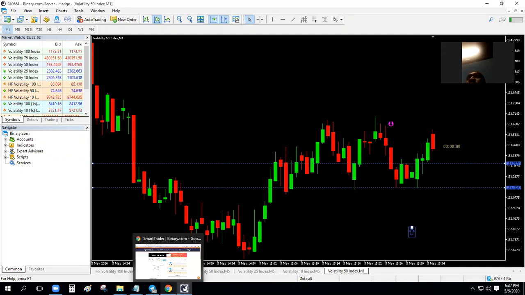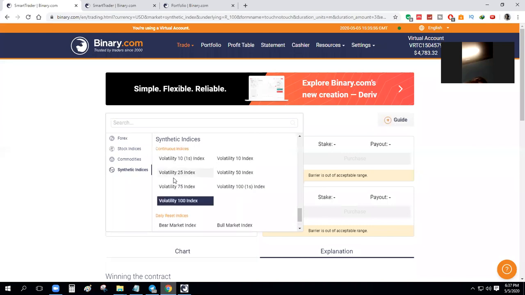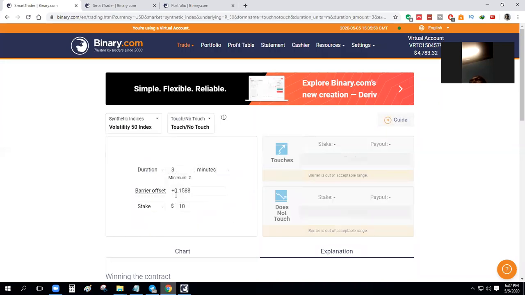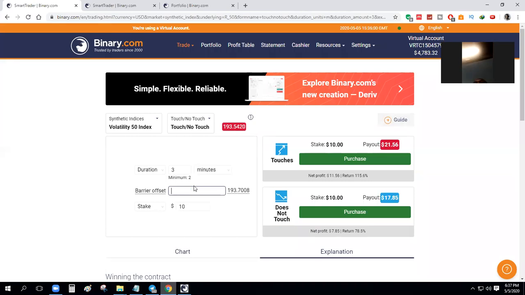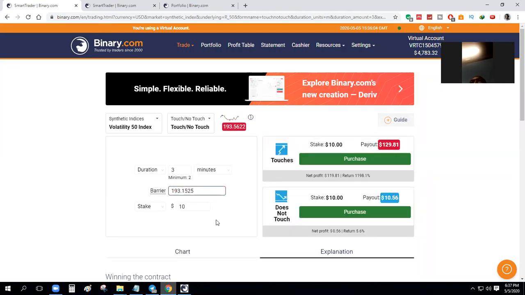So then I'll proceed. This is volatility 50. I will look for volatility 50 here, find it. I'll delete all of this and paste. Control V on Windows or right click and choose paste. Then I will say 3 minutes. I will look at the payout here. Look at that, 6%. Now you cannot place a trade with 6%.